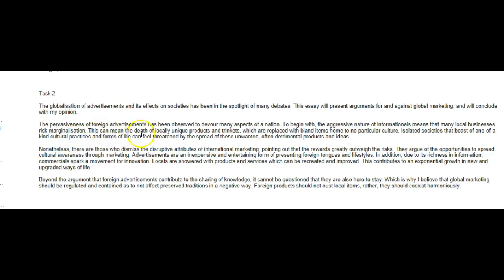Even this sentence, yeah, it is kind of a support, but I still feel like you've left this whole idea just kind of on its own to support itself. Okay? And then even this one, isolated societies that boast of one-of-a-kind cultural practices and forms of life can feel threatened. Explain it. Give me an example. Who are you referring to? What are these one-of-a-kind trinkets and things that you're referring to? So make it more tangible for the reader, okay?